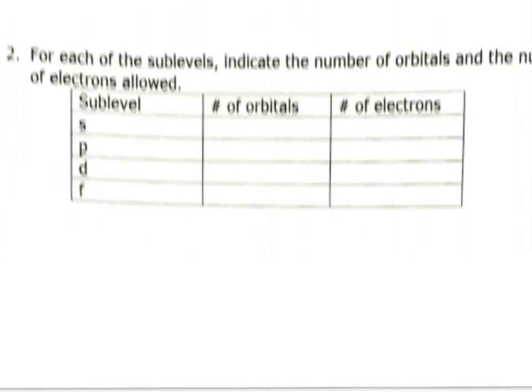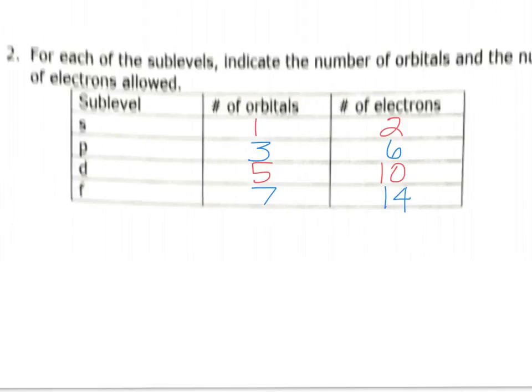Okay, so first of all, let me apologize about the blurriness of this particular slide. When I scanned in the review, for some reason it's very blurry, so let's just get on with this. For each sublevel, it wants to know how many orbitals and how many electrons are within each sublevel. For the S, there is 1 orbital and it holds 2 electrons. In the P, there are 3 orbitals and it will hold 6 electrons. In the D, it is 5 orbitals and it holds 10 electrons. And in the F, it's 7 and it will hold 14.